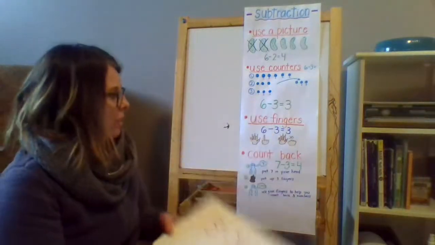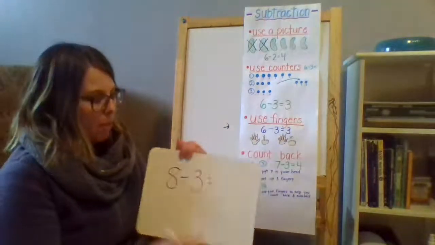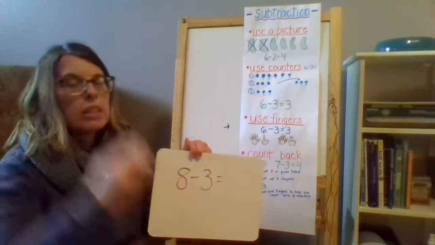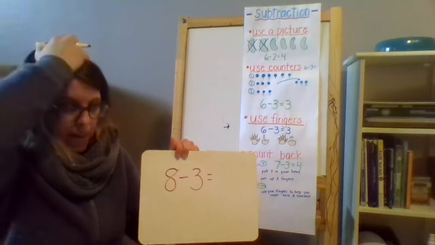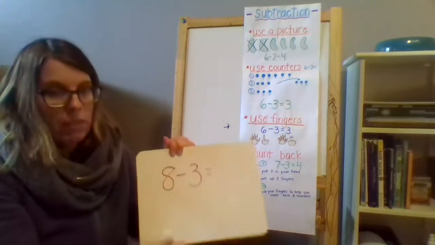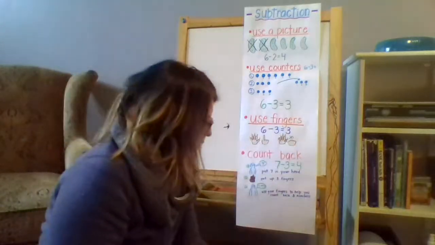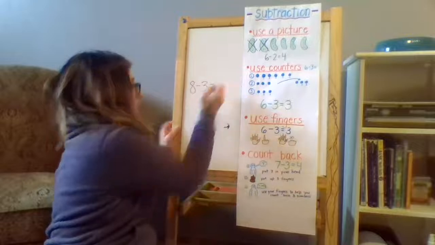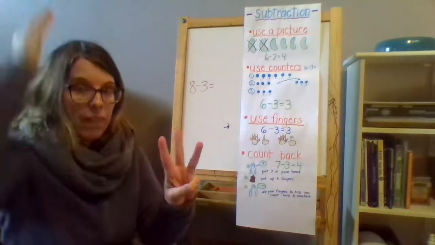So the way counting back works is that the first thing you need to do is put the big number, the first number here, in your head and just leave it there and remember it, okay? So I'm putting 8 in my head. 8. I need to put up 3 fingers, okay? So I'm going to put up, I'll write it up here so we can see it. Okay, so I'm going to put up 3 fingers and I have 8 in my head.